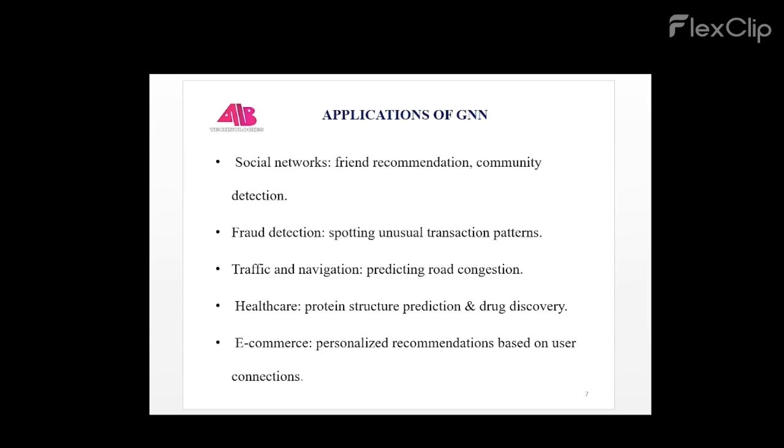Traffic and navigation prediction. Road congestion. Roads and junctions form a graph and models learn how traffic flows between them. This helps apps predict jams and suggest fast routes. It can be used to save time and avoid traffic jam problems.